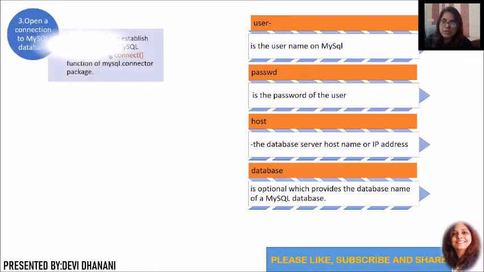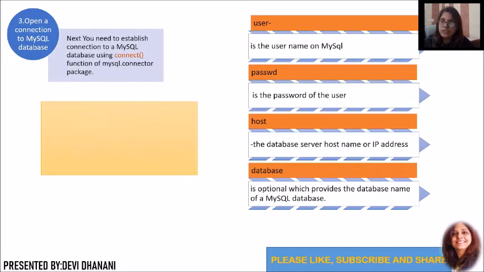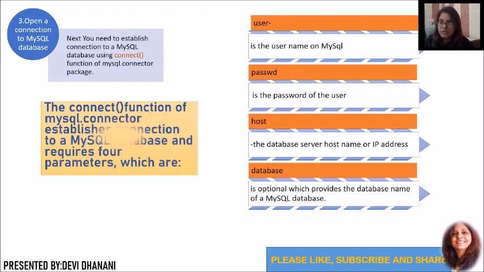And the next step is to open a connection to the MySQL database. Now, once you have imported the package, you need to use the connect function of mysql.connector to establish a connection to a MySQL database. Now this connect function requires 4 parameters. Which are these 4 parameters? First is the username, which is the username on MySQL. Second is the password of the user, that is the SQL password. Then the host, the database server host name or IP address. Fourth is the database. It is optional. In case you are connecting to a particular database, you can give it, otherwise you may skip this part.